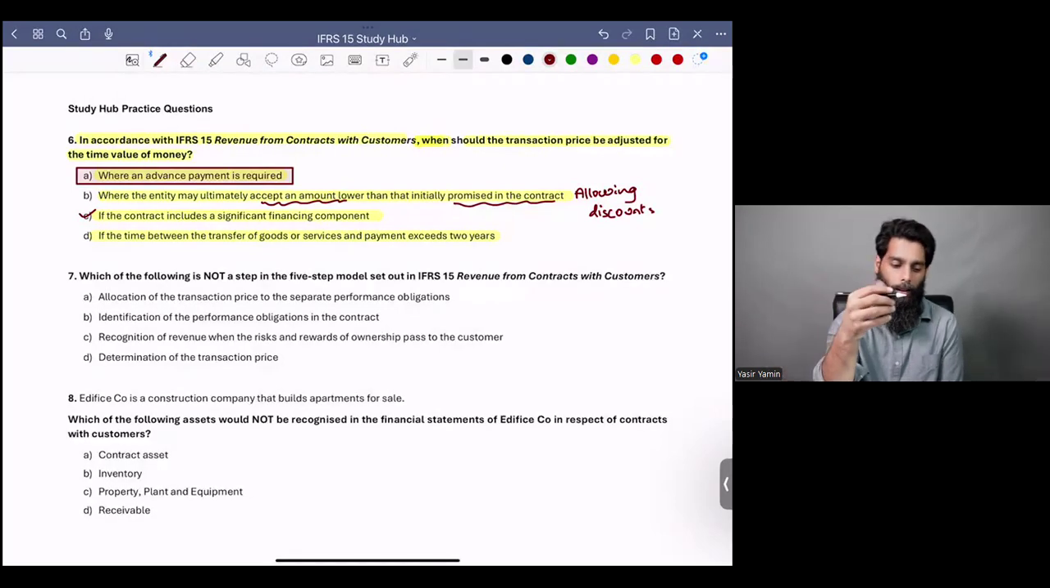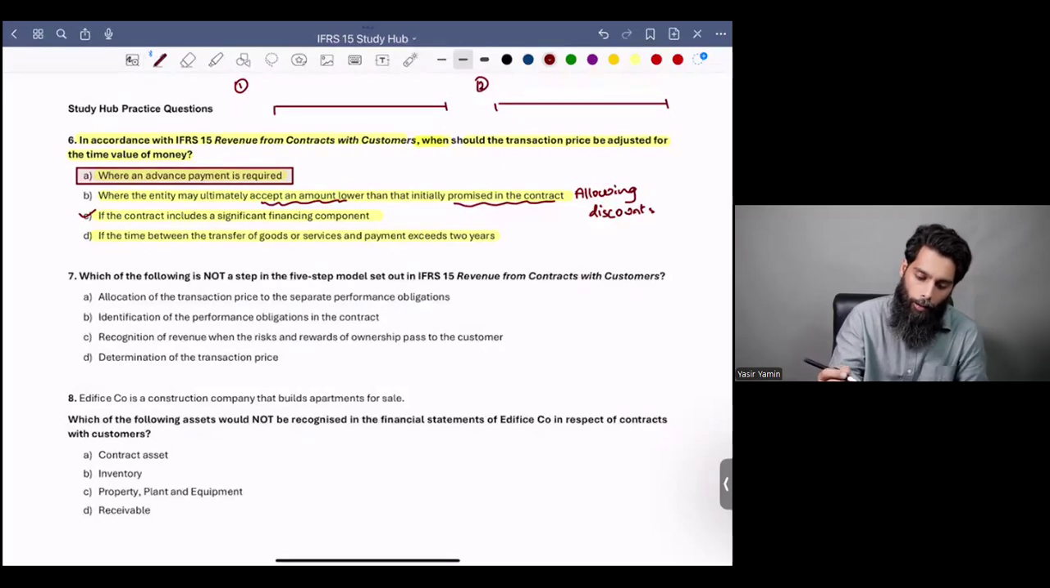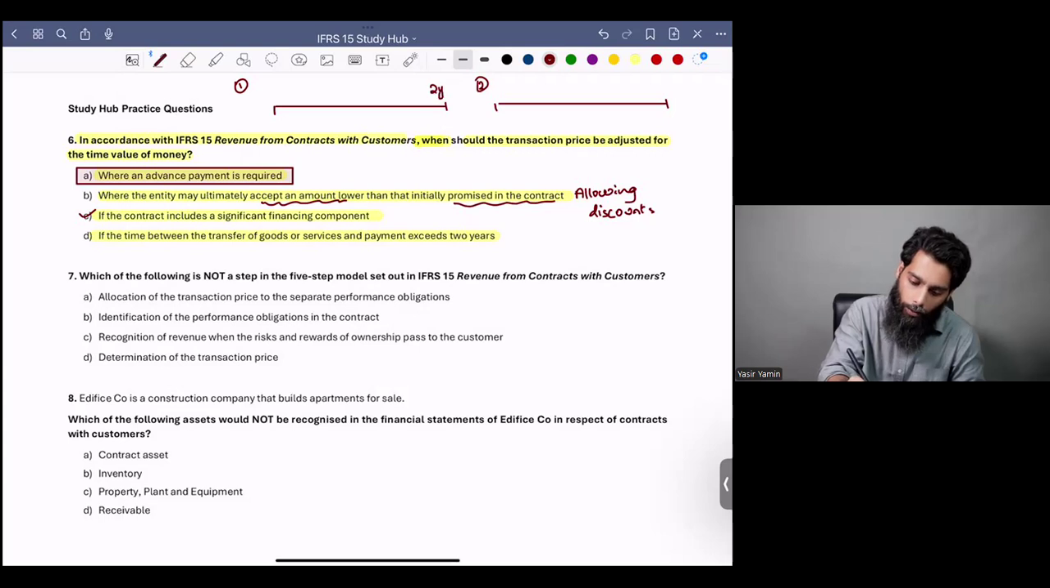You see, there can be two possible cases. Please listen to me. I'll explain the two possible cases. In one case, you have a contract with a customer to deliver a constructed house, and you will deliver it after 2 years. But you ask the customer to pay 100% advance now, right?